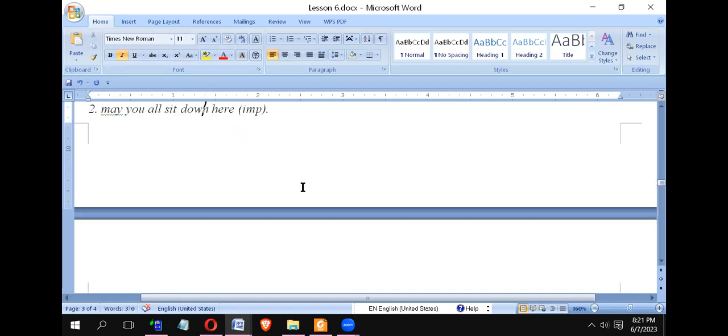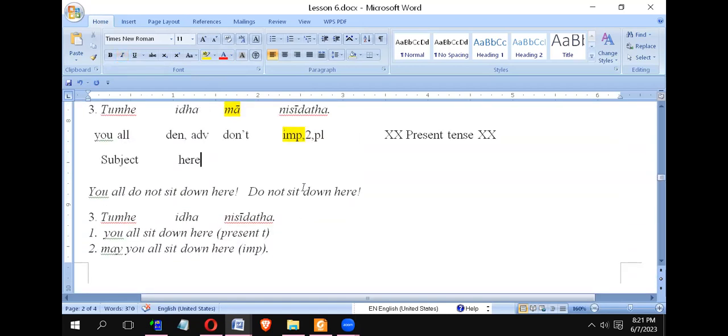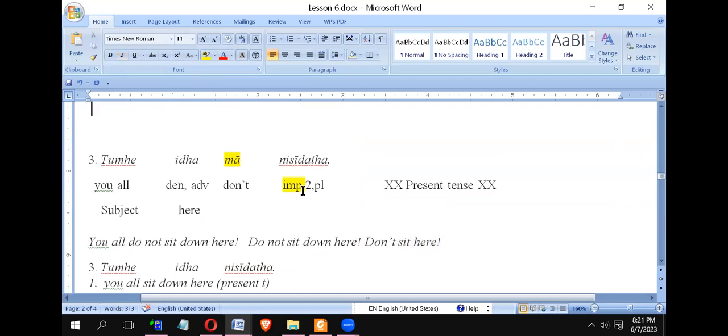So, you all do not sit down here. Do not sit down here. Or we use it very short and easy: don't sit here. This is the simplest and better one. Now, beside this, this is the only form here because it's plural.